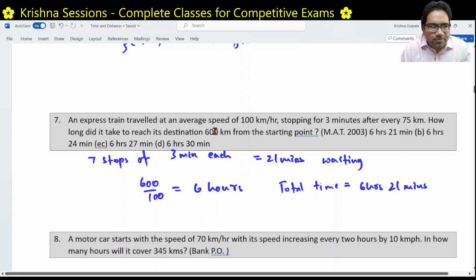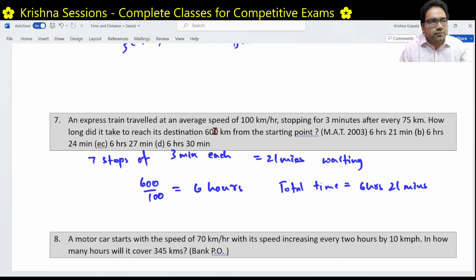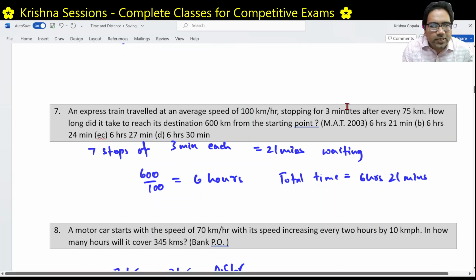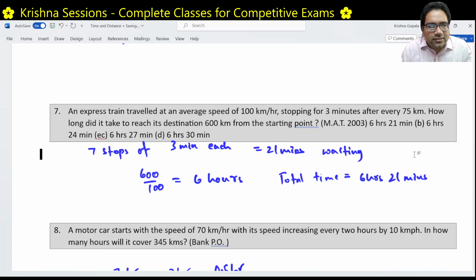Ideally, if there were no stops, it would have taken 6 hours. And how many stops will it do? Every 75 kilometers, one stop. Please note, it is not 8 stops. It is 7 stops only.